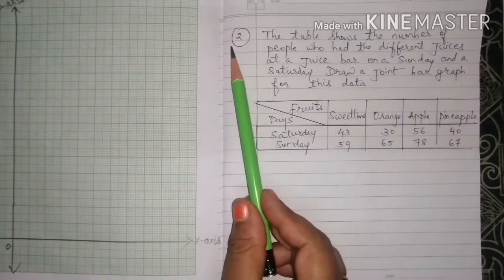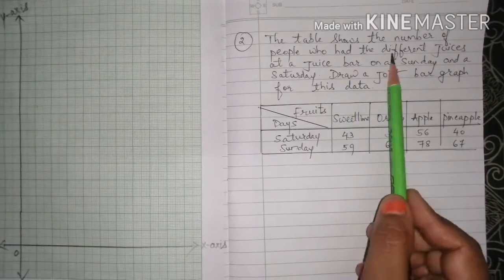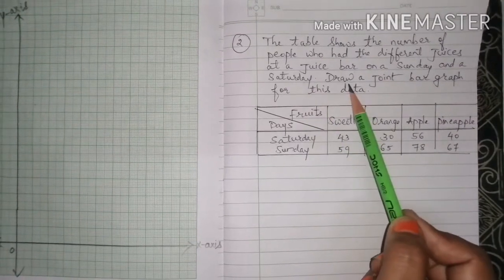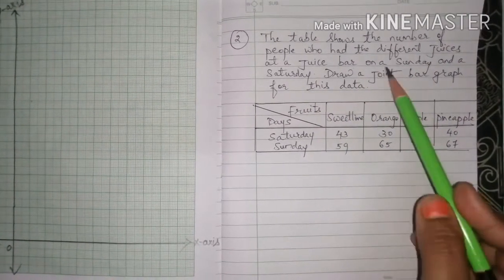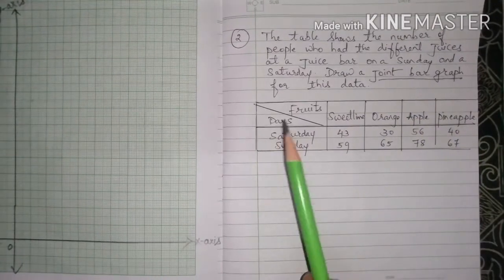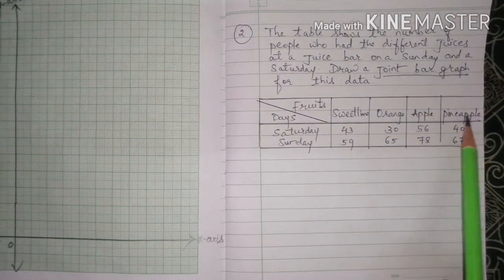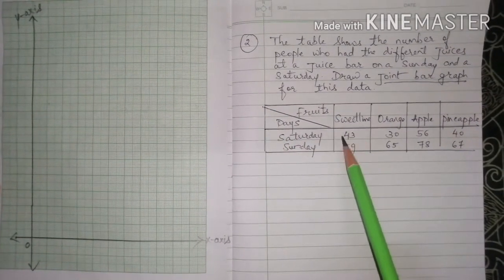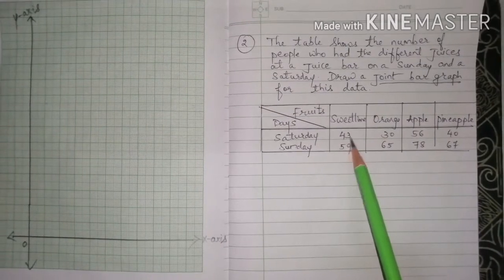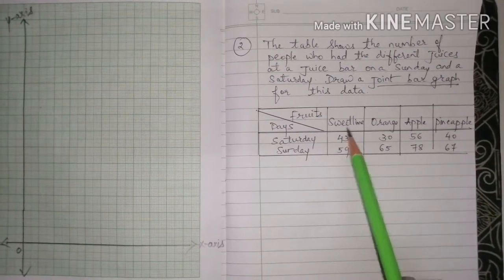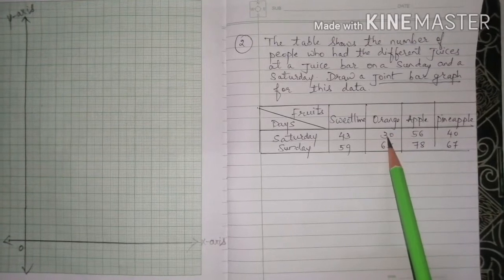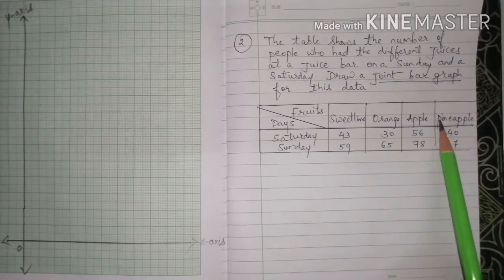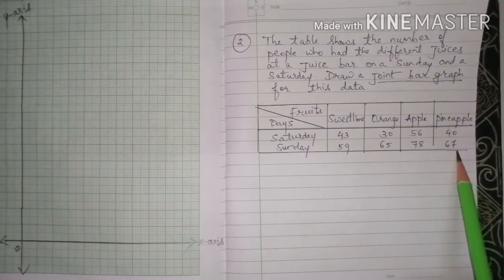Students, let's see now the second sum. The table shows the number of people who had different juices at a juice bar on a Sunday and a Saturday. Draw a joint bar graph for this data. Again you have to draw a joint bar graph. Here is the data: the juices which they have consumed, and the days on which they have consumed. On Saturday, sweet lime was consumed by 43 people. Sunday, 59 people. Orange, 30 on Saturday. Sunday, 65. Apple, 56. Sunday, 78. Pineapple, Saturday, 40, and Sunday, 67.